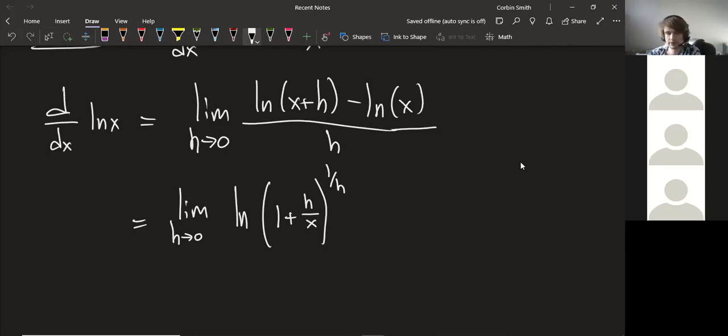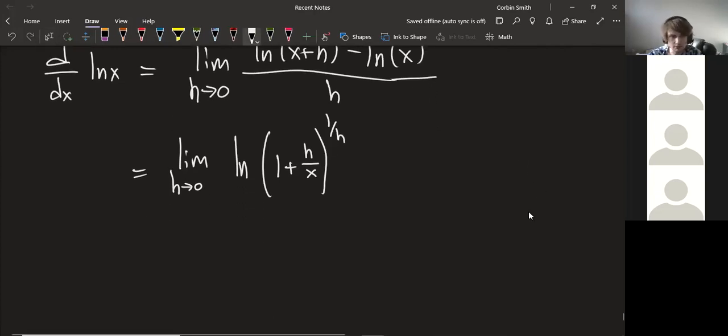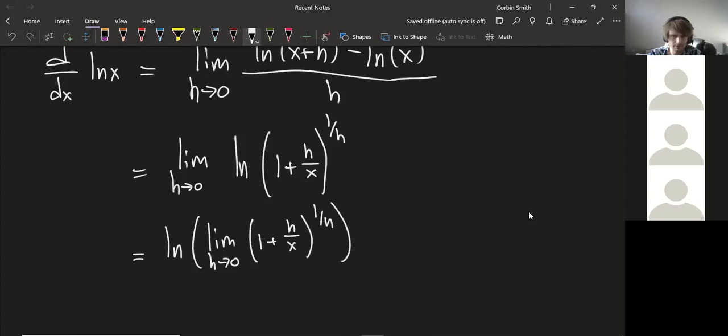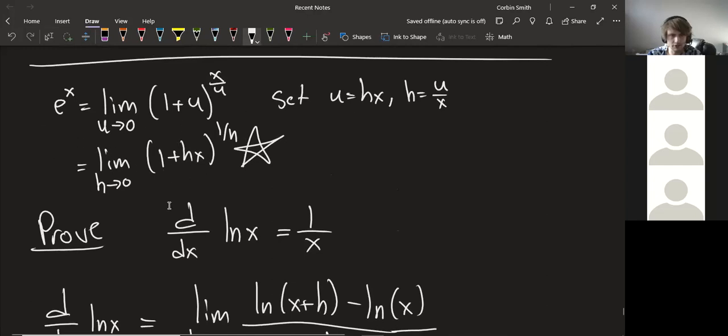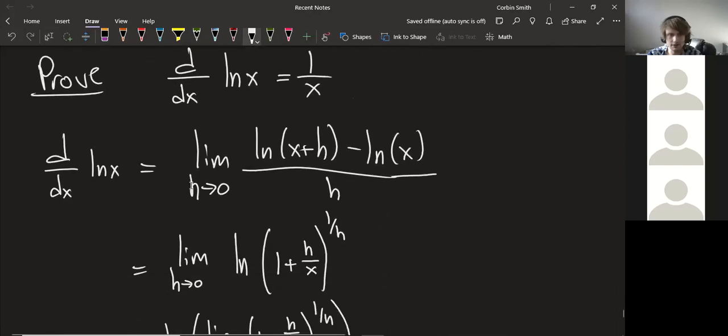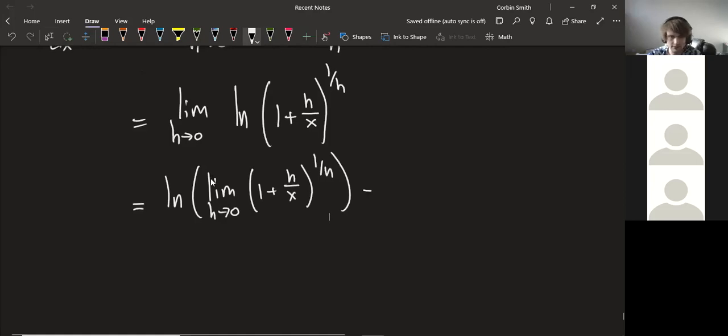Now, since e to the x is continuous, which we didn't prove, then its inverse function is going to be continuous, which we also haven't proved. And since it's continuous, we can move the limit to the inside, which we, again, haven't proved. So we get that this is the limit as h goes to 0 of 1 plus h over x to the 1 over h. But if we look at this definition of the exponential function as the limit, we can see that this is actually e to the 1 over x. This is the natural log of e to the 1 over x.